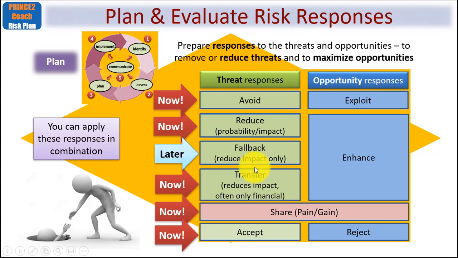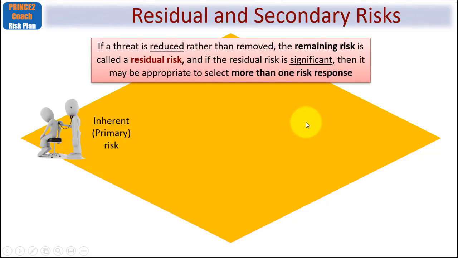So again, just a little bit of background to help prepare for the rest of the slides. I just want to talk about residual and secondary risks, so that if a threat is reduced rather than removed, therefore there must be some remaining risk, since it's just reduced. This is called a residual risk, and if the residual risk is significant, then it may be appropriate to select more than one risk response. Yes, indeed, that picture I've just shown you with the various responses, it doesn't necessarily mean you'll apply one response, you might be applying several.